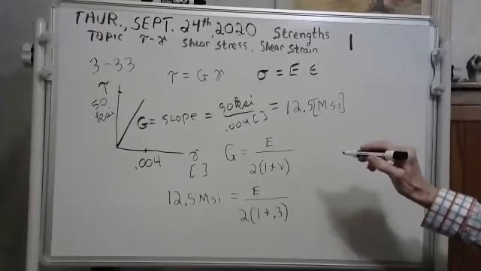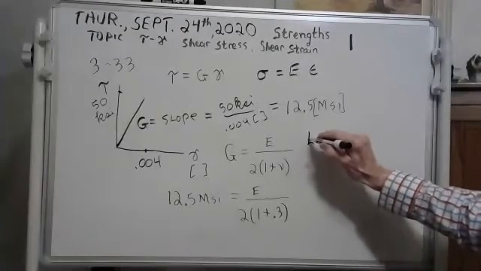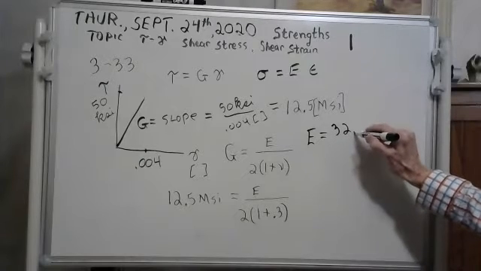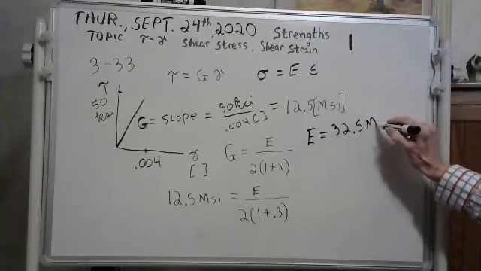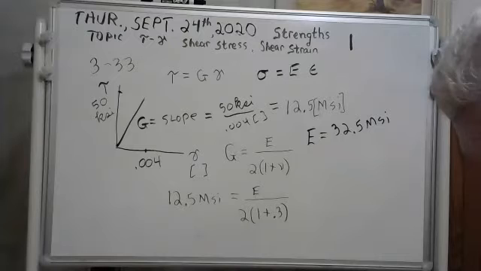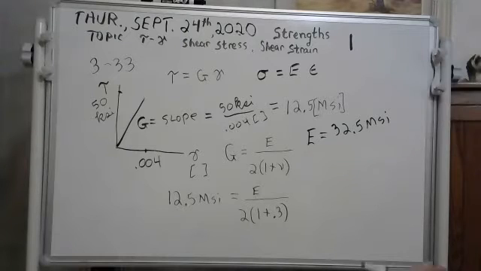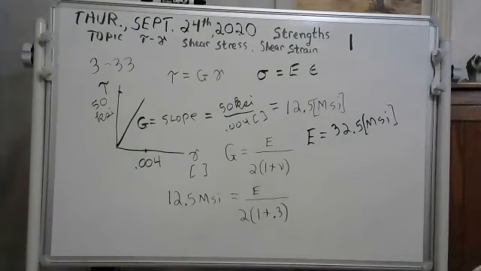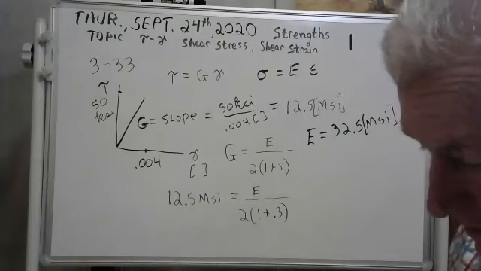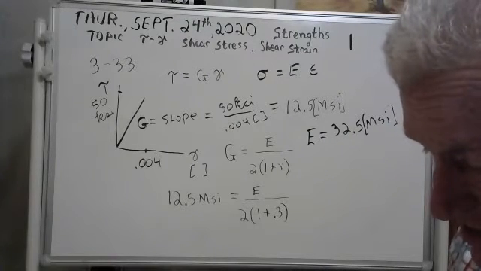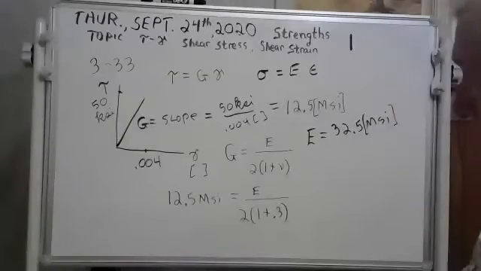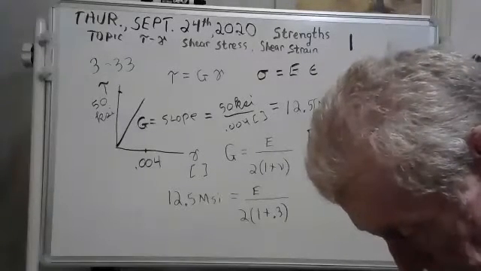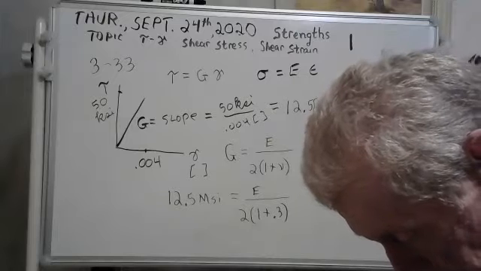Well, I did that, and I got a value. I got 32.5 MSI. 32.5 MSI. Now, if that's right, I want to hear an uh-huh. That's what I got. Yeah. Yep. Yep. Yeah, we did great. So we did what they wanted. We found the modulus of elasticity.